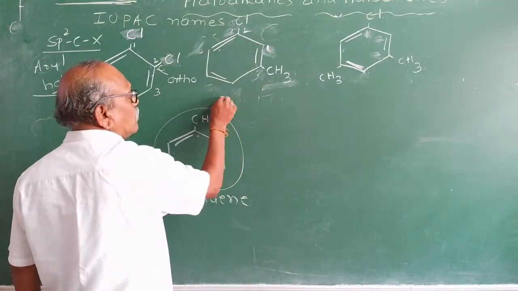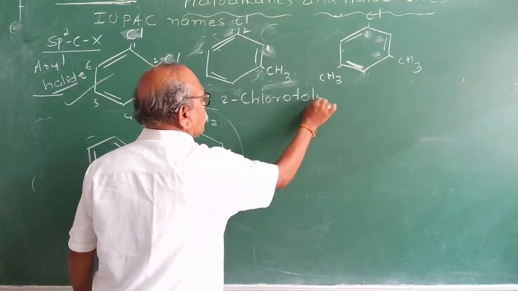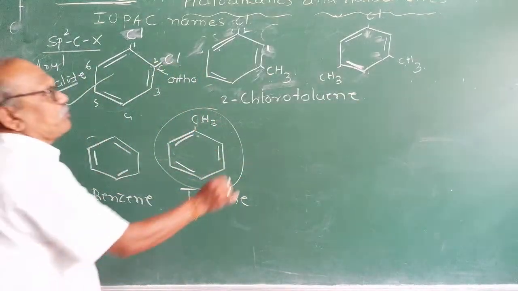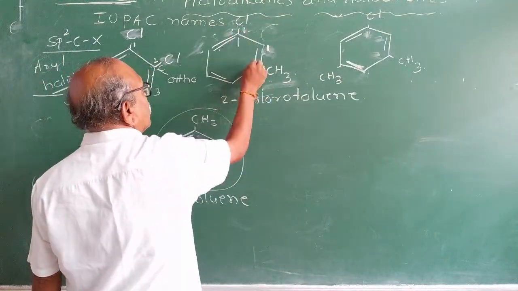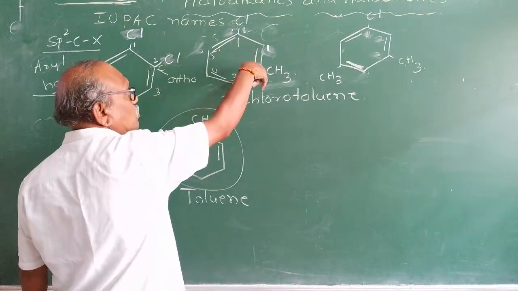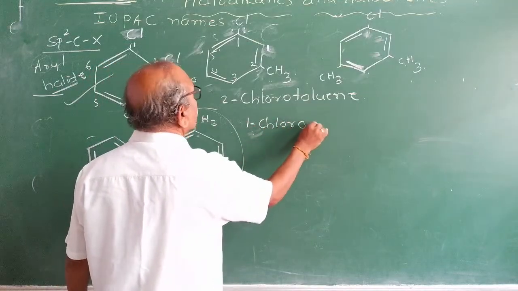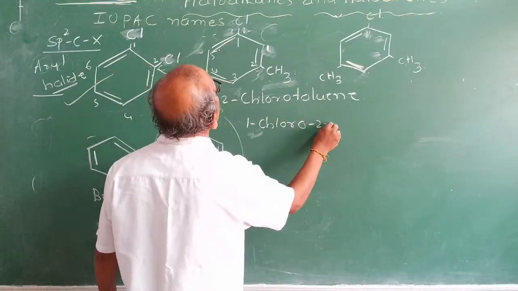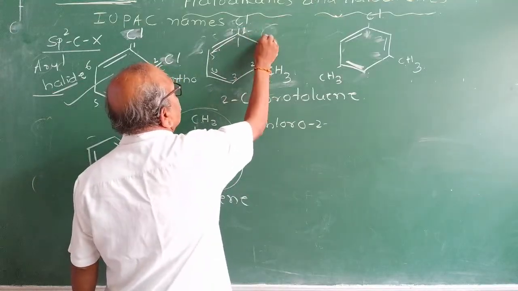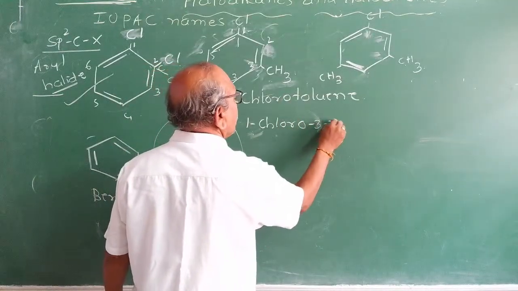2 chloro toluene. The basic name toluene can be written, and purely IUPAC name you can write as 1, 2, 3, 4, 5. In terms of benzene, you can write it as 1 chloro 2 methyl benzene. That is 1 chloro. It is also correct. 1 chloro 2 only. Correct. If you number it as 1, 2, 3, it is 1 chloro 3 methyl.